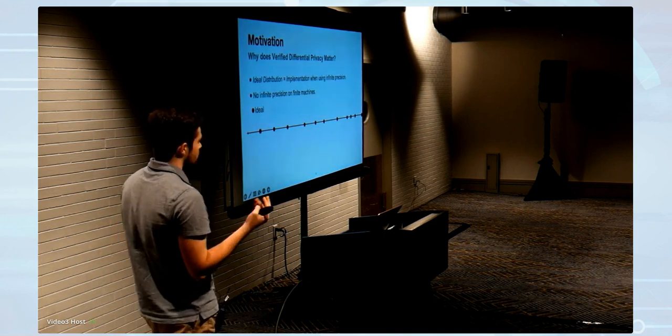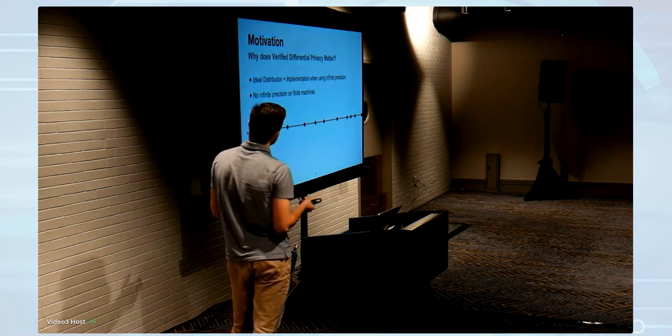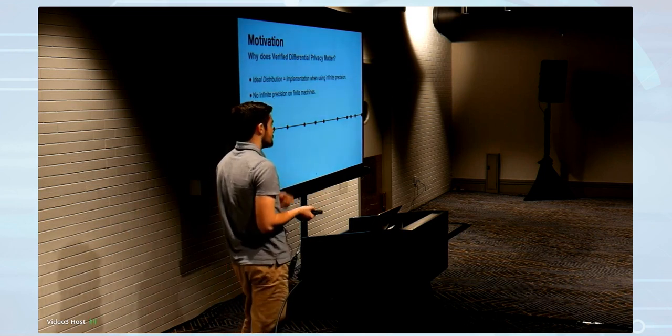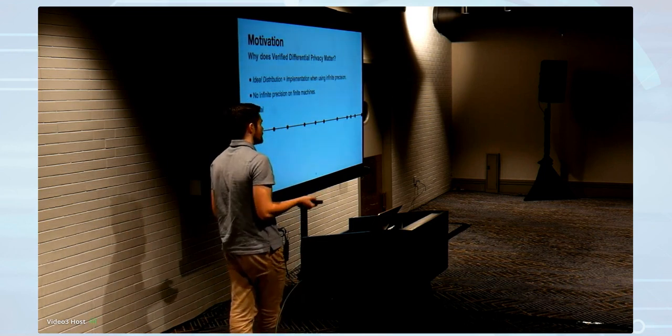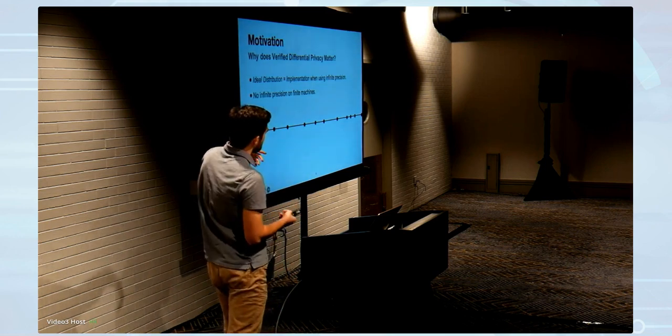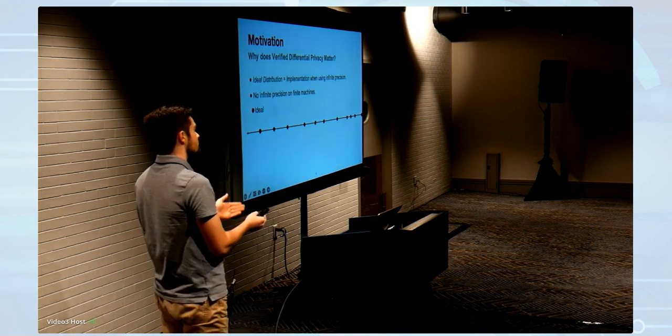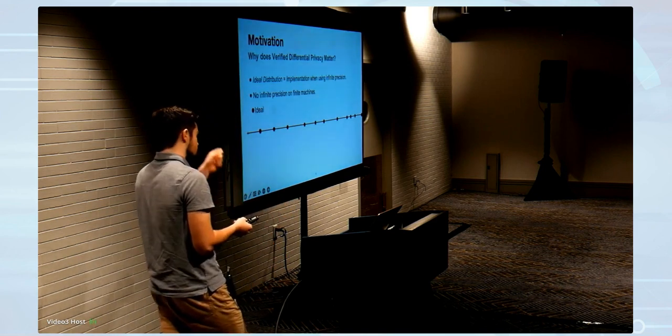So when many people went to implement these mechanisms using inverse transform sampling, what they did was they substituted the real number arithmetic for floating point arithmetic. Now, the result of this is what we see below, where our wonderful continuous distribution basically becomes discrete because we had to truncate all the real numbers.